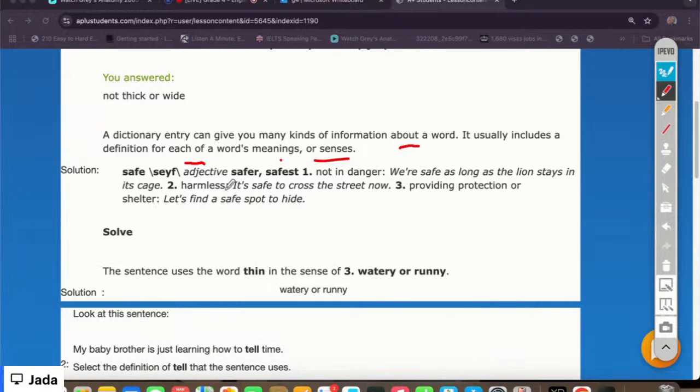Okay. So for example, we have safe. This here is the pronunciation. Now, adjective here will be the what? Part of speech. Safer, safest. So we have not in danger: we are safe as long as the lion stays in its cage. Harmless: it's safe to cross the street now. Providing protection or shelter: let's find a safe spot to hide.